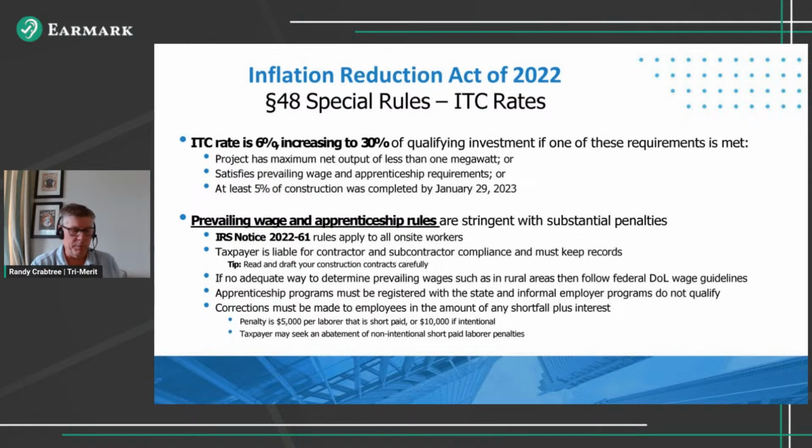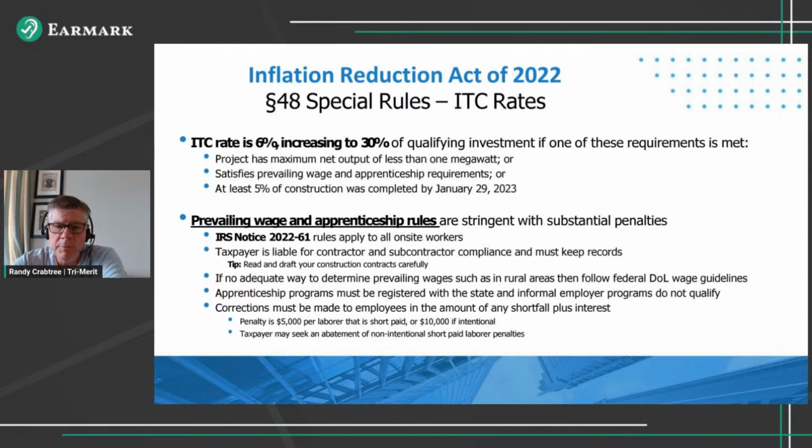And so if people jumped on it and said, I'm going to start investing money in this, they gave them almost a free pass. Okay, you don't have to meet the prevailing wage and apprenticeship rules if you started before we defined those rules and at least 5% of the construction was completed. And so that's the three different ways we can get to the 30. I think the next slide we'll talk about bonuses that we can get to up and above 30.